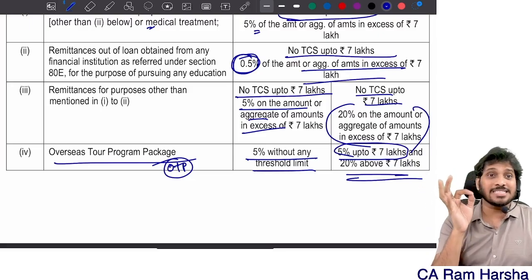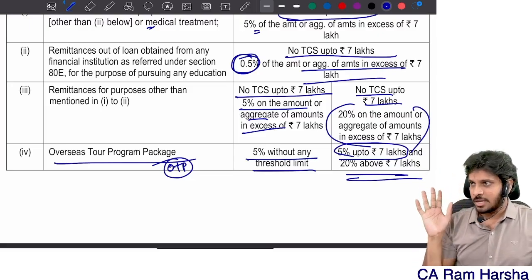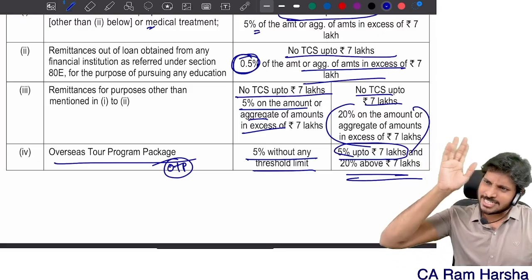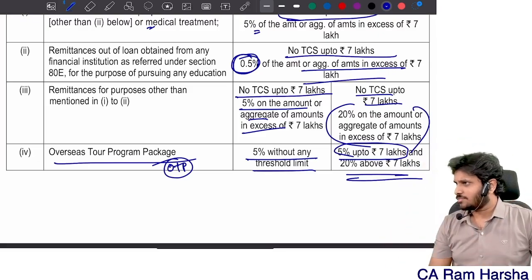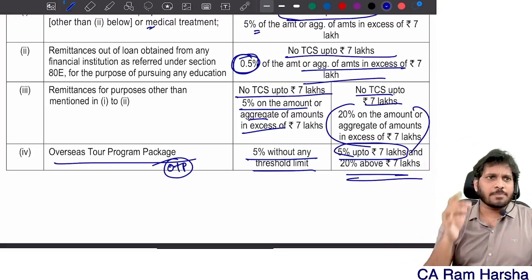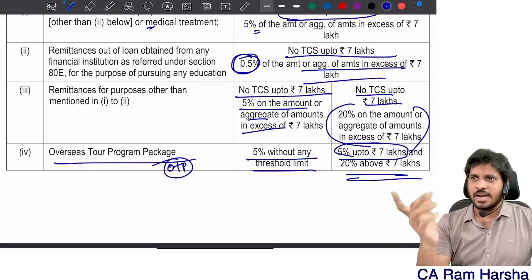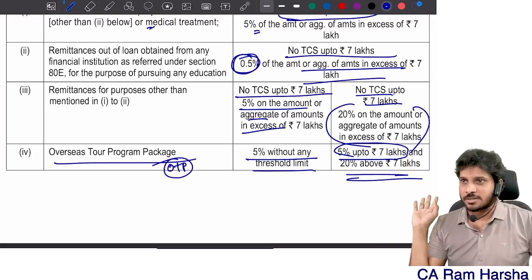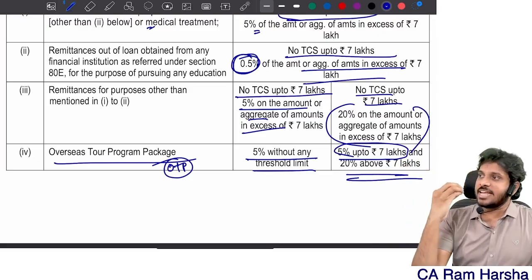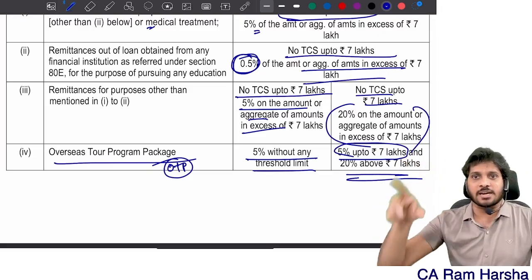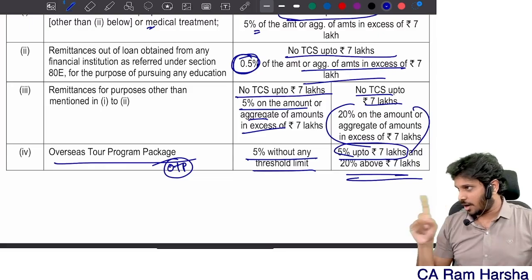For which remittances? Other than education and medical. For education and medical, the old TCS rate is retained, 5% only. For education and medical purposes, if it is up to 7 lakh, you are remitting, 0 TCS, no TCS. Beyond 7 lakhs, you have to collect TCS at 5%. Suppose you are remitting for any other purpose, the moment it crosses 7 lakh, 20%. Are you getting it? From 1st October.